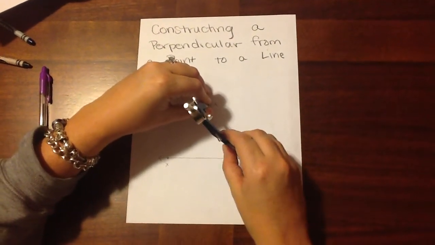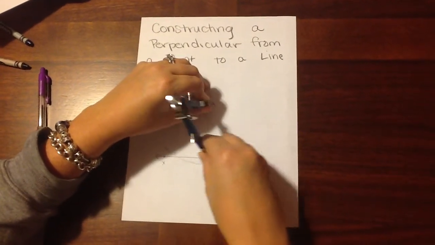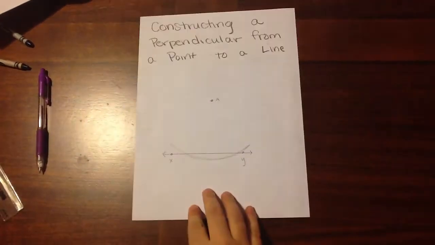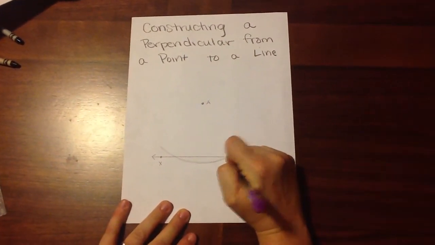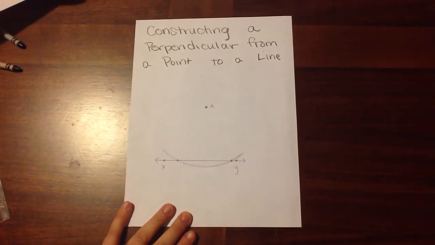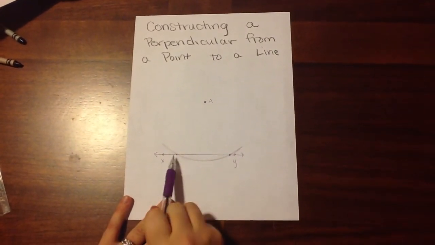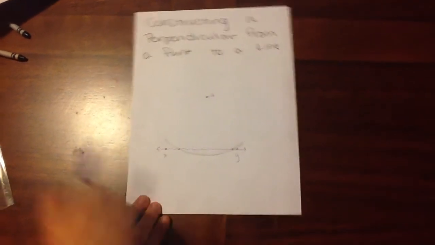I'm going to sweep up, so I'm making like a happy face. Where my sweep hits my lines, I'm going to make a point. Now I seem to have stuttered a little bit, so I may be off just a smidge. So these 2 points now are where I'm working from.